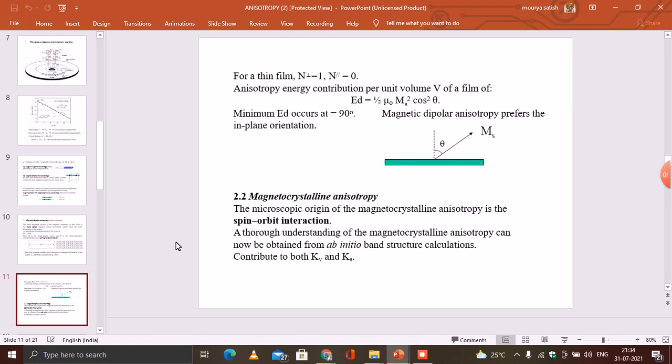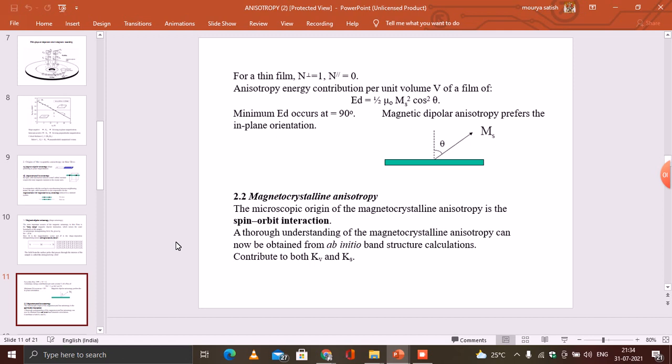For a thin film, N perpendicular is equal to 1, N parallel is equal to 0. The anisotropy energy contribution per unit volume V of a film, Ed, is equal to half mu naught Ms square cos square theta. Minimum Ed occurs at 90 degrees. Magnetic dipole anisotropy prefers in-plane orientation.